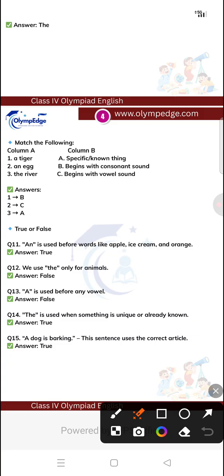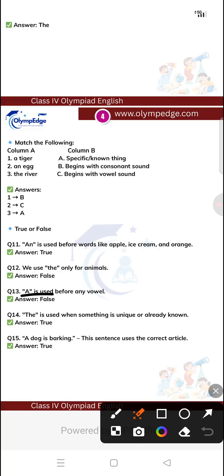Then we have true or false. An is used before words like apple, ice cream and orange. Yes, that is true. Apple starts with the vowel A and ice cream starts with the vowel I and orange starts with the vowel O, right? So before these words we will write an. So this is a true statement. Then: we use the only for animals. No, that is false. We use the article the for a specific or one of a kind thing, or something which is already known to us, right? So it is a false statement.